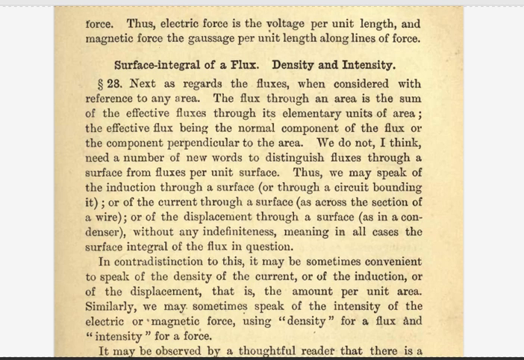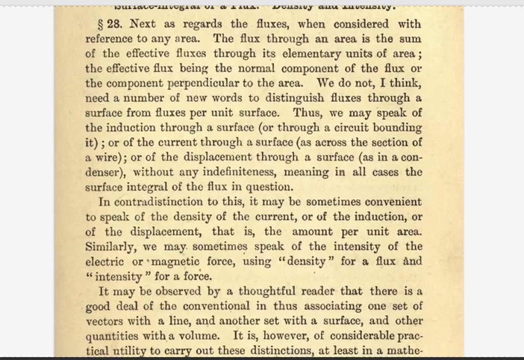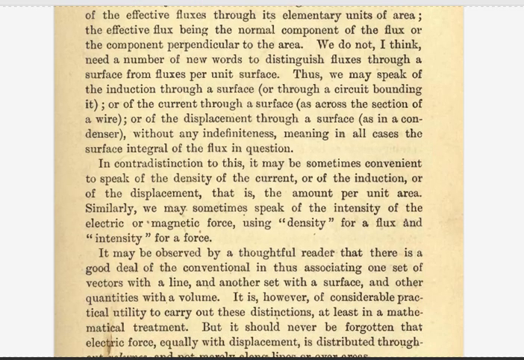Density and intensity. 28. Next, as regards the fluxes, when considered with reference to any area. The flux through an area is the sum of the effective fluxes through its elementary units of area, the effective flux being the normal component of the flux or the component perpendicular to the area. We do not, I think, need a number of new words to distinguish fluxes through a surface from fluxes per unit surface. Thus, we may speak of the induction through a surface or through a circuit bounding it, or of the current through a surface as across the section of a wire, or of the displacement through a surface as in a condenser, without any indefiniteness, meaning in all cases the surface integral of the flux in question.